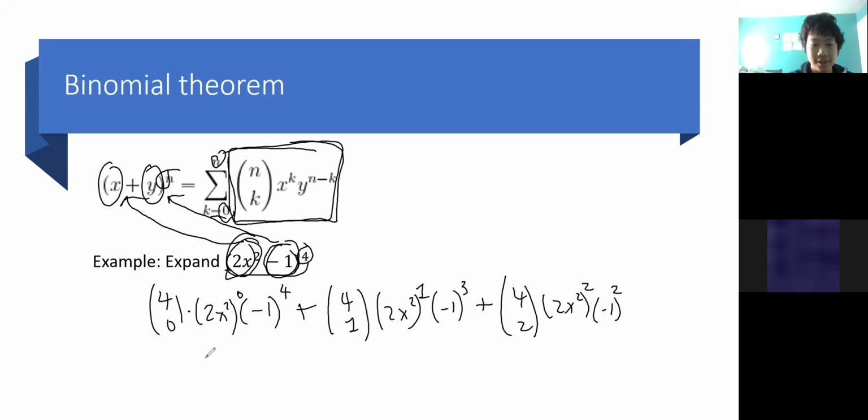Okay, now we add the next term. Let's move k up to 3. If k is 3, then we got 4 choose 3 times 2x squared to the third times negative 1 to the first.